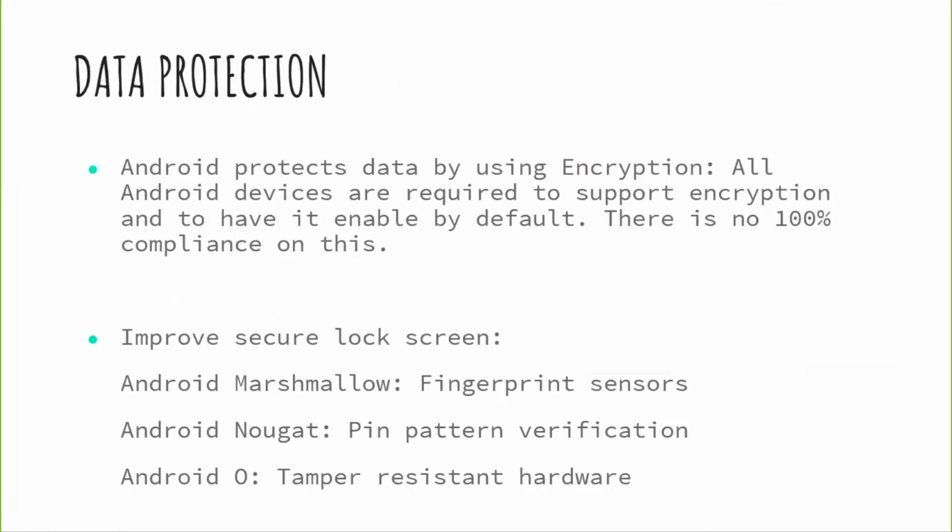Another way to protect user data is to improve the secure lock screen experience. For example, in Android Marshmallow, fingerprint sensors were adopted. Then on Android Nougat, PIN, pattern, and password verification was adopted. And last, on Android Oreo, tamper-resistant hardware was applied. This is like having the chip from credit cards embedded in the hardware and using it to do PIN, pattern, and password verification. With all these changes, performing a physical attack on the devices to bypass the lock screen is much harder.